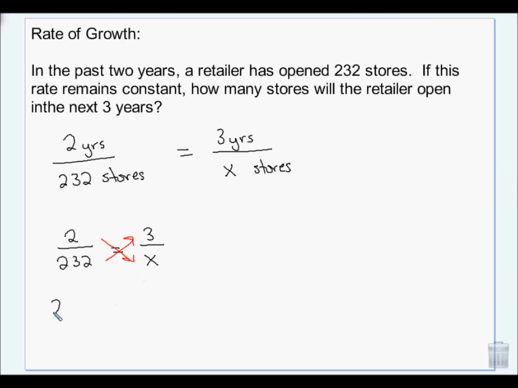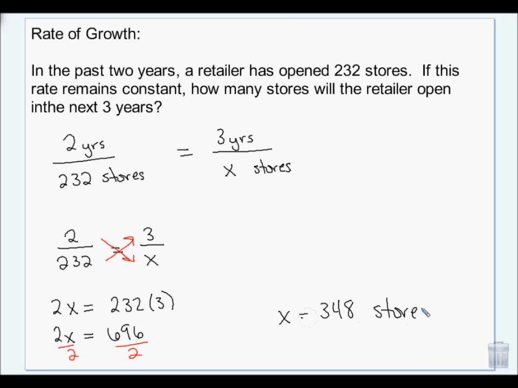So I get 2x is equal to 232 times 3, which is 696. I'm going to divide both sides by 2. And x is going to be 348 stores.